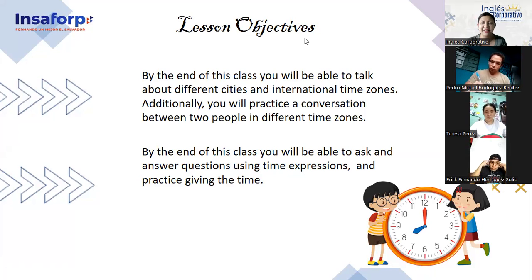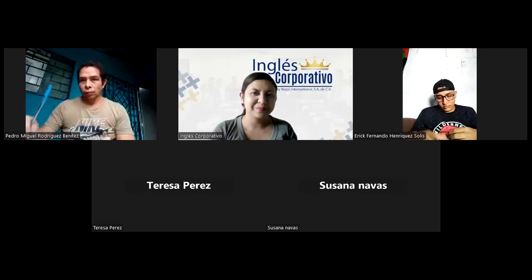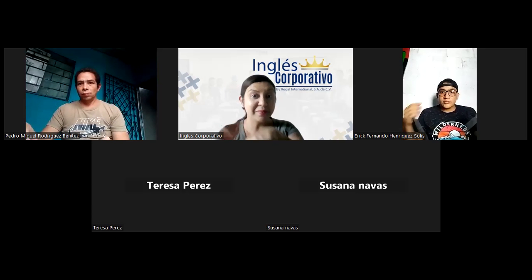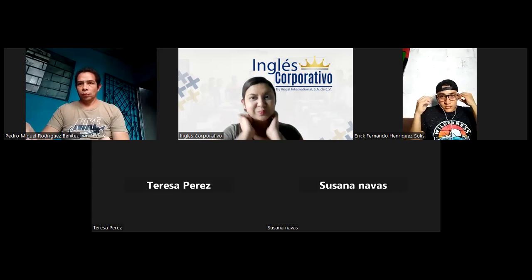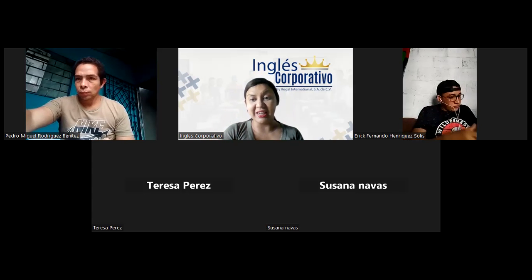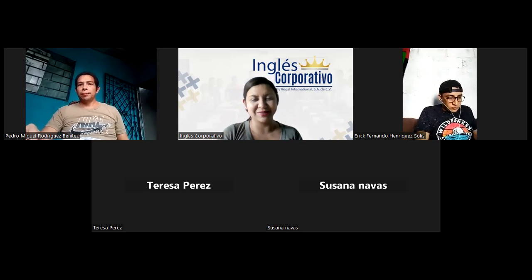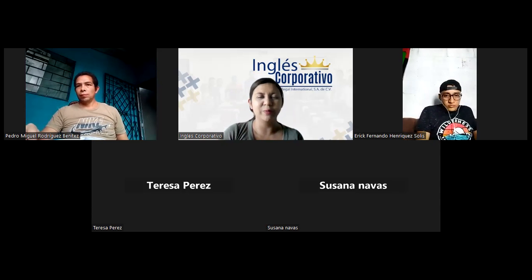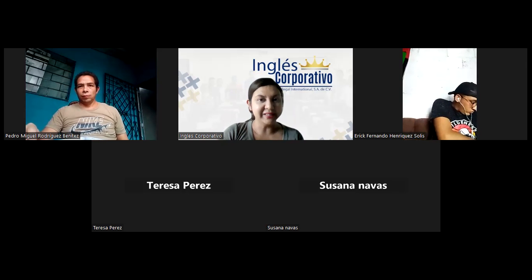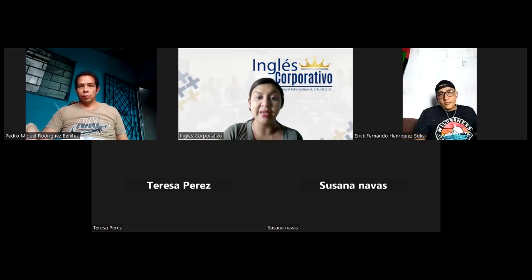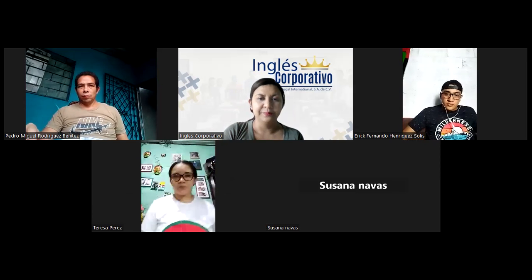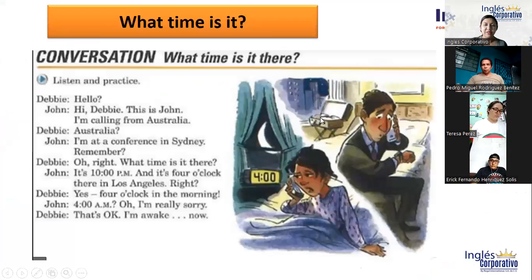Okay? And what time is it in this moment, guys? What time is it right now? It's 3:03. It's 3 with 3 minutes, right? So you have to remember the numbers. We're going to practice and use the numbers. And you will practice telling the time in different ways.